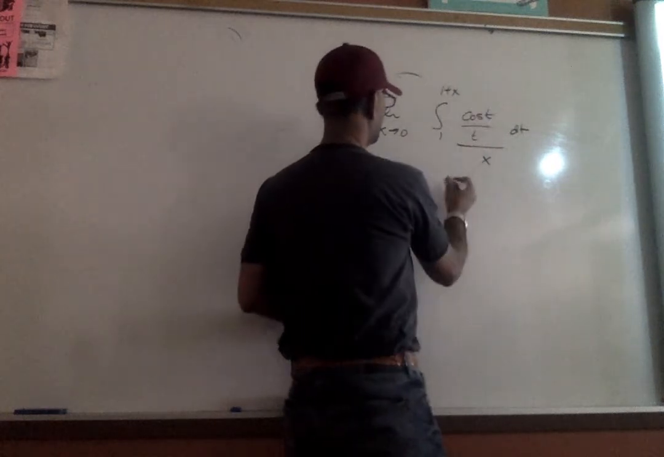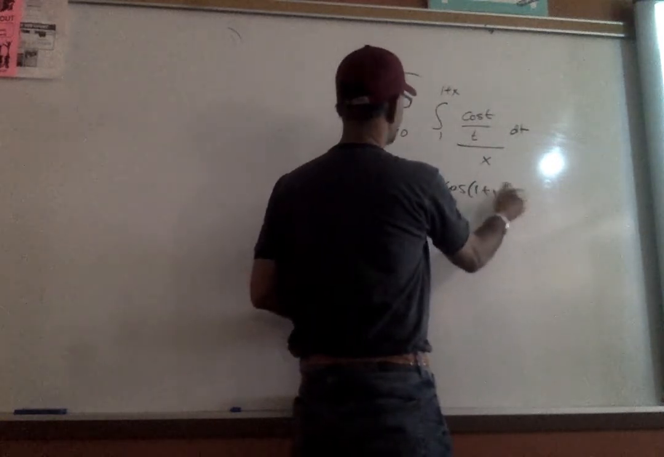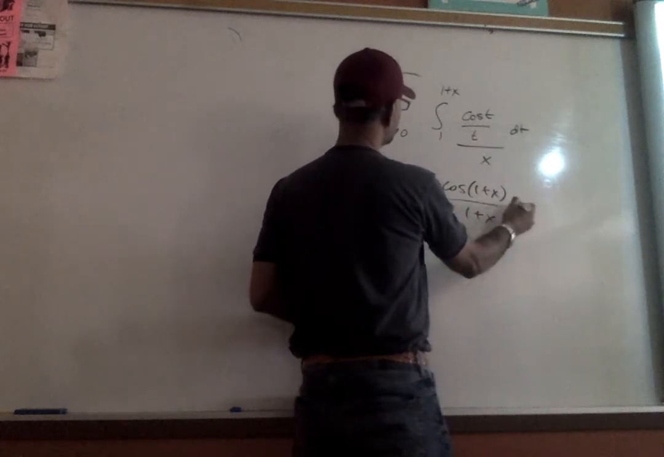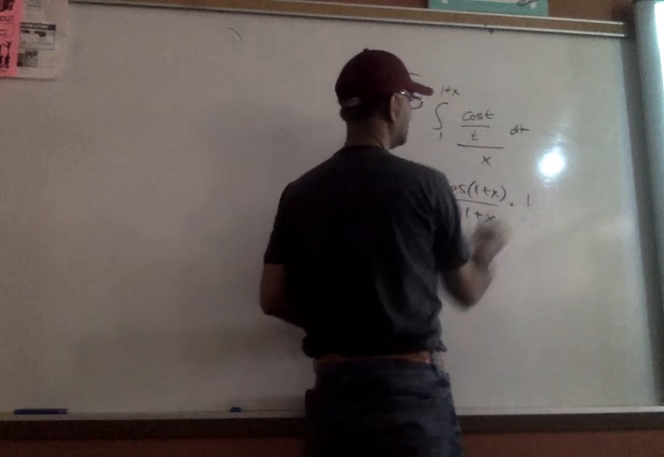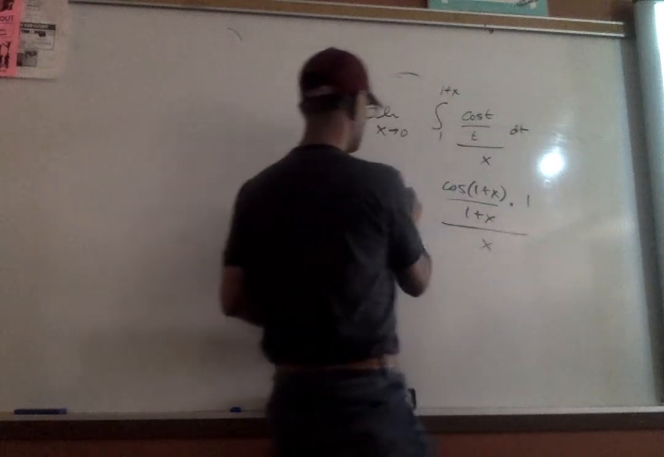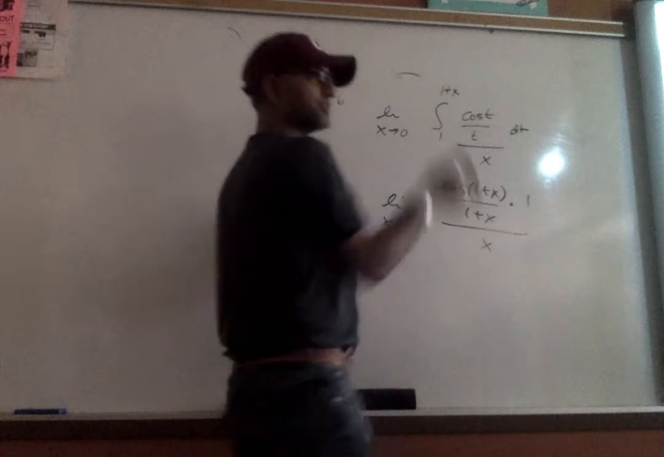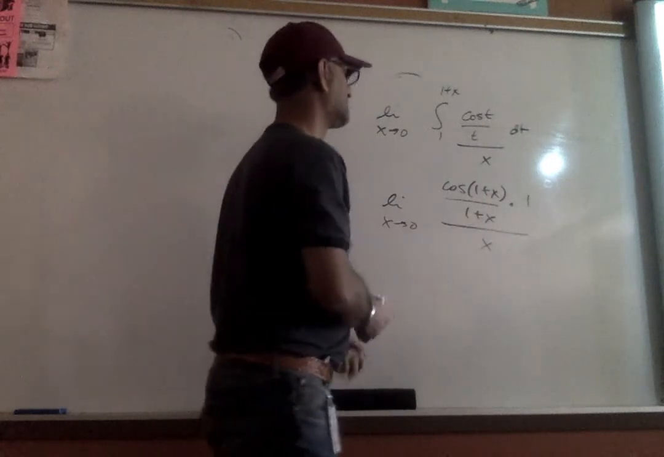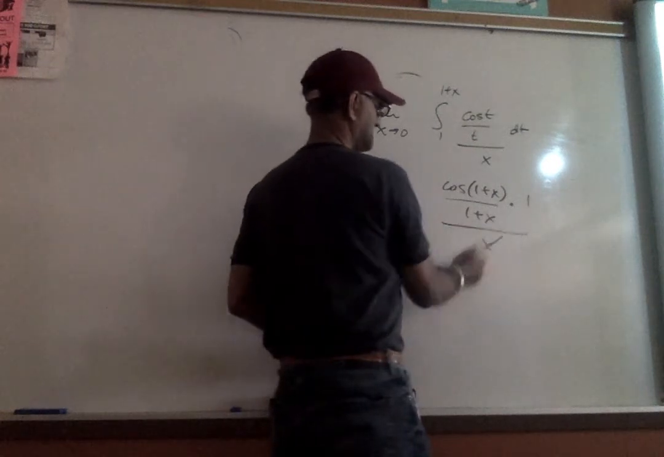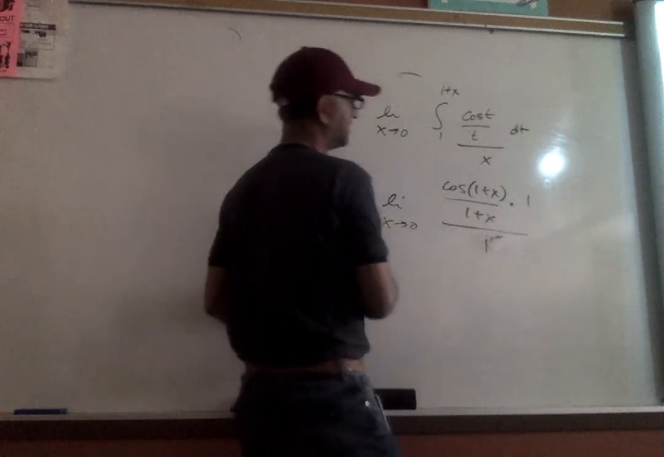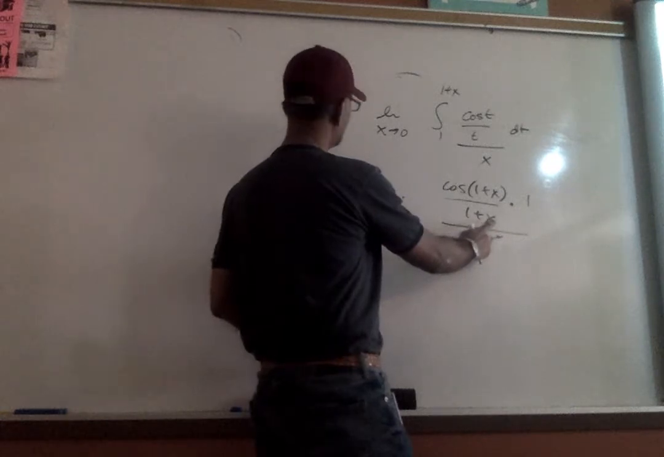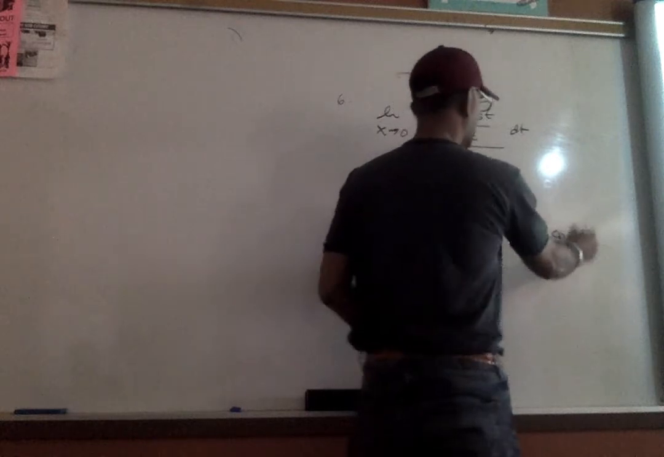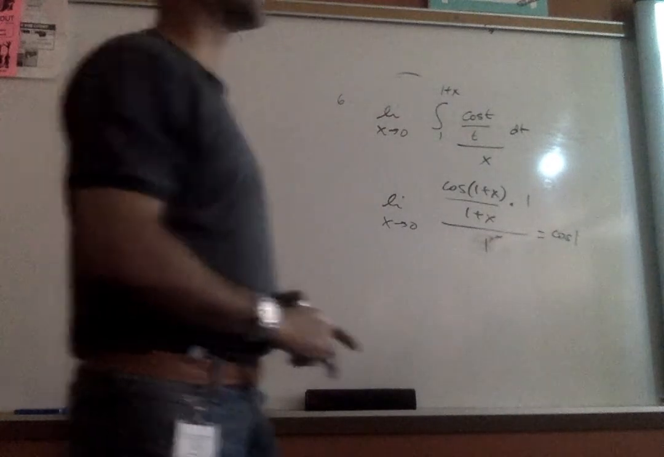So plug in. You get cos of 1 plus x over 1 plus x, times 1, the derivative, slow and steady, over 1, correct? Don't forget the word limit, and then the answer shows up. We plug in x to be 0, the denominator collapses. This is 1, correct? And then final answer? Cos 1. Again, it looks weird, but that's okay. The answer is cos 1.